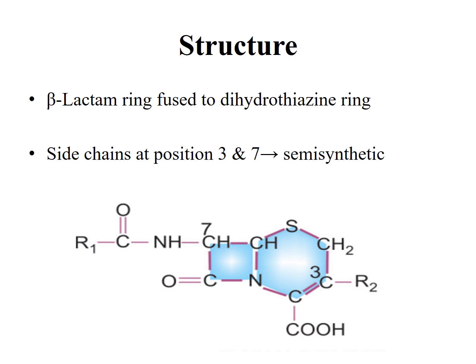Initially, it's obtained from a fungus known as Cephalosporium. Later, different semi-synthetic preparations are formed. So the change or the substitution of different chain at the position of 3 as well as 7 leads to the formation of semi-synthetic cephalosporins.